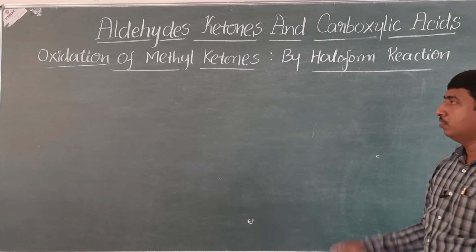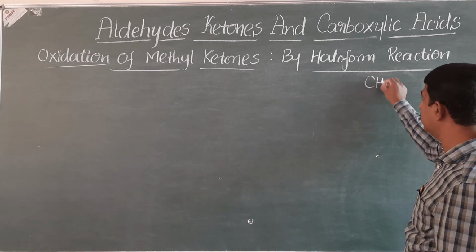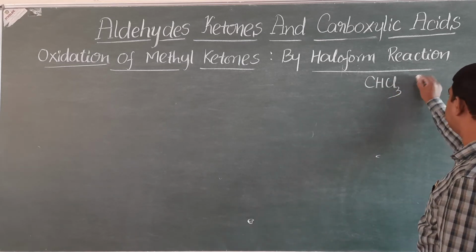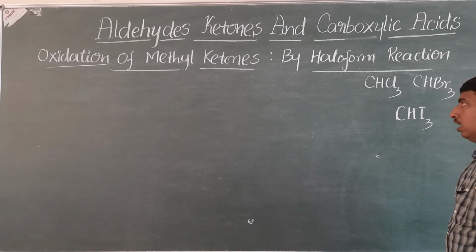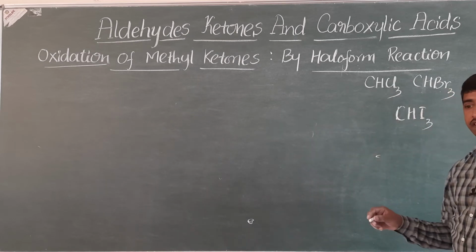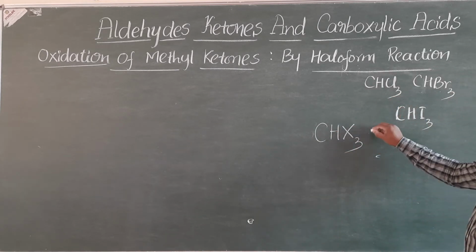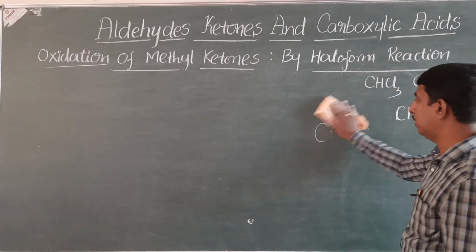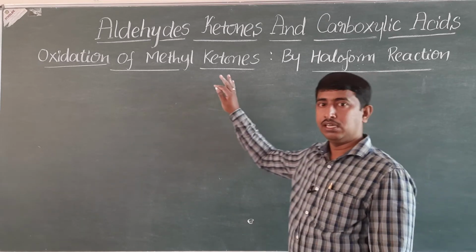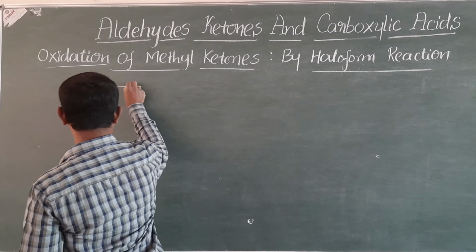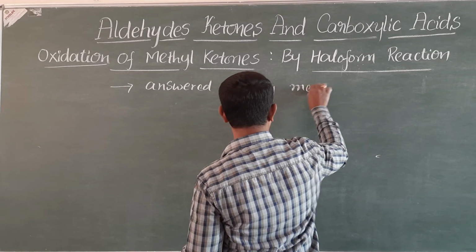Before explaining this reaction, what is haloform? We came across chloroform. The formula of chloroform is CHCl3. Bromoform is CHBr3. Iodoform is CHI3. So CHCl3 is chloroform, CHBr3 bromoform, CHI3 iodoform, or in general CHX3. CHX3 is named as haloform. How is it obtained? The haloform reaction is answered only by methyl ketones, or this reaction can be seen only in the case of methyl ketones.